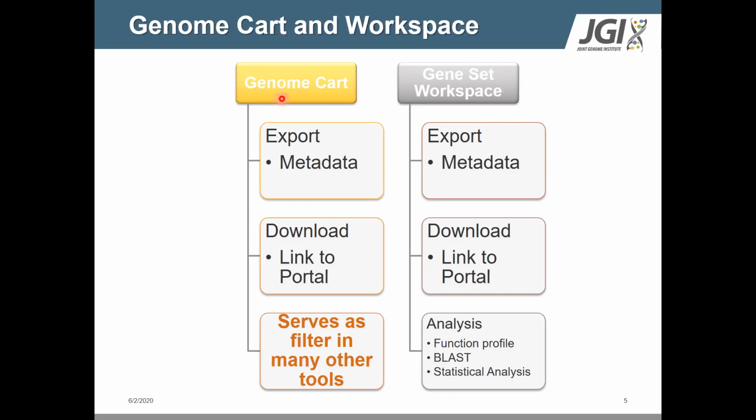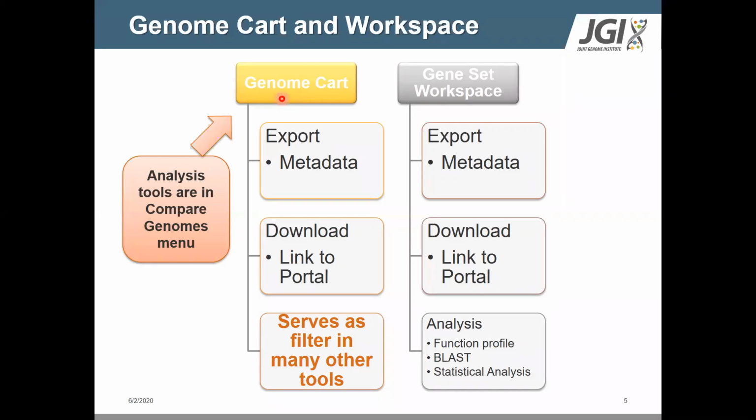So Genome Cart does not have any analysis tools because the analysis tools for genomes are in this Compare Genomes menu. In addition, Genome Cart serves as a filter in many other tools, meaning that in many cases, IMG does not let you run the search or analysis on the entire content of IMG simply because it is too large. In this case, it asks you to select a subset of data sets. And by default, in most cases, the content of your genome cart will be the default set, the filter for all of these analysis tools.